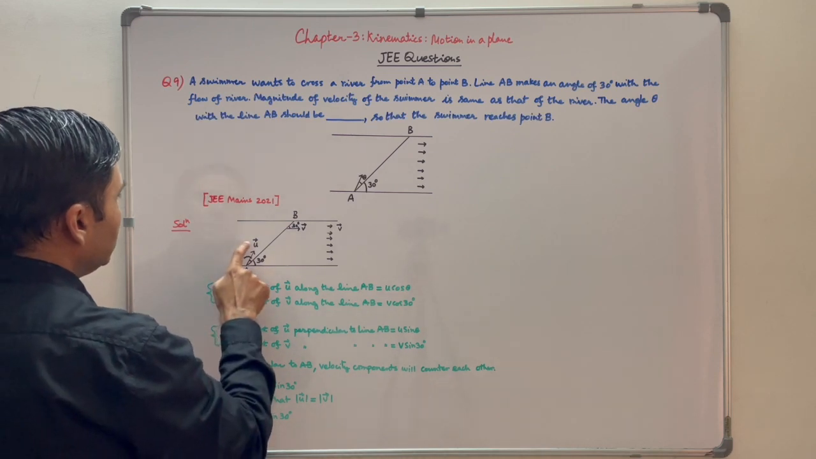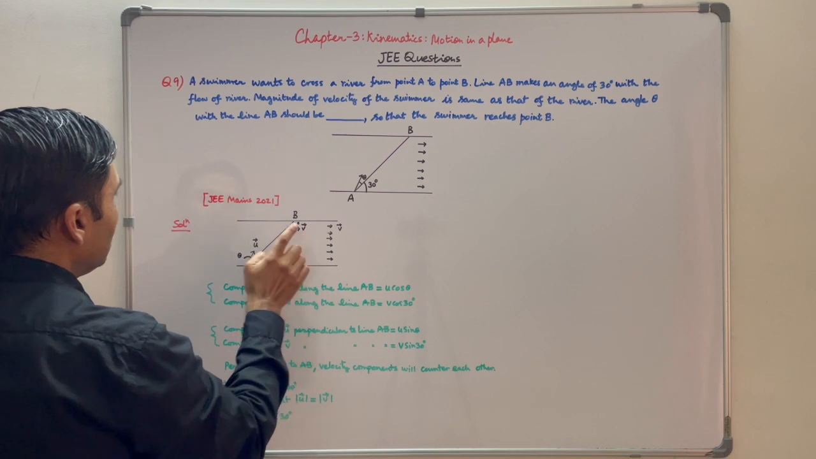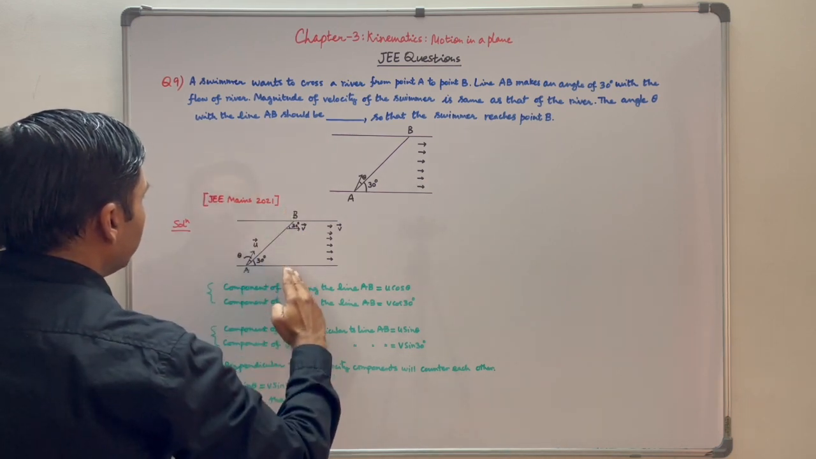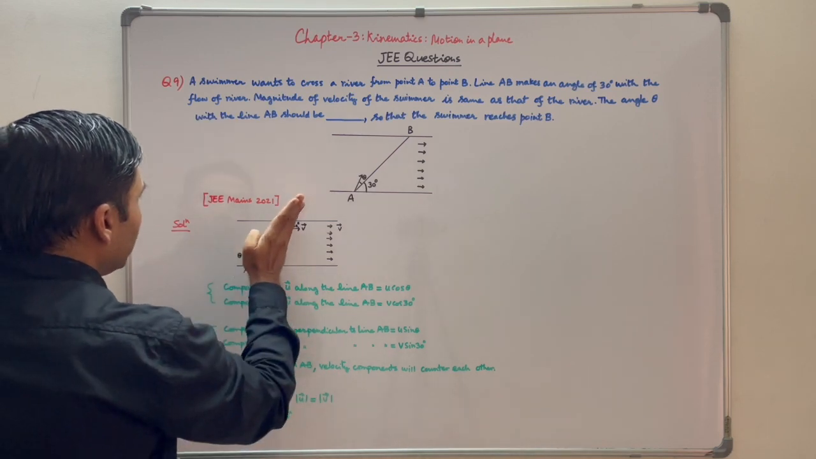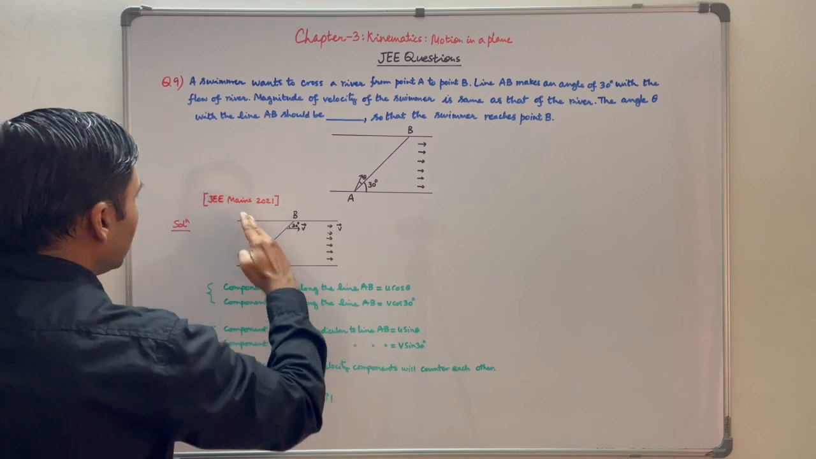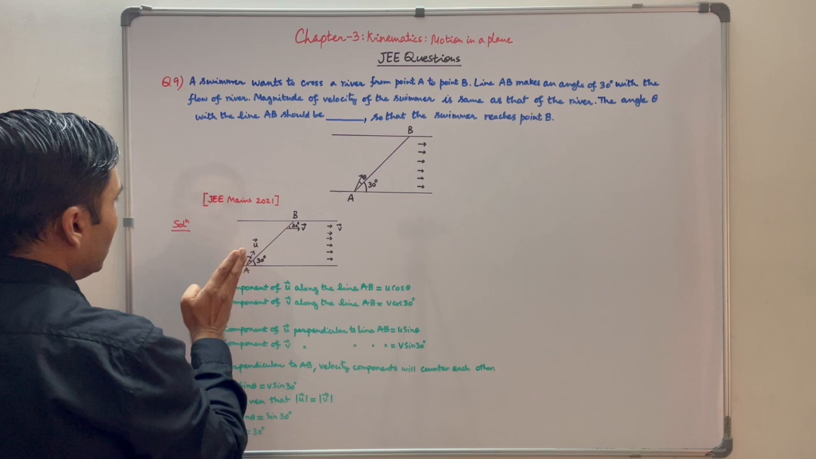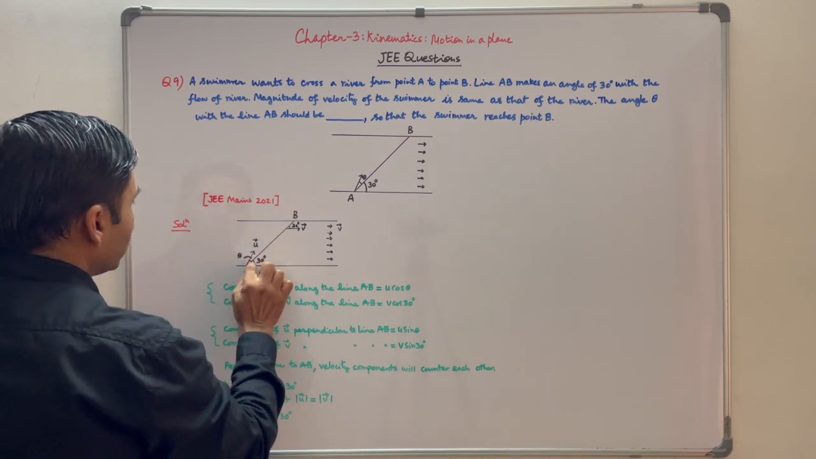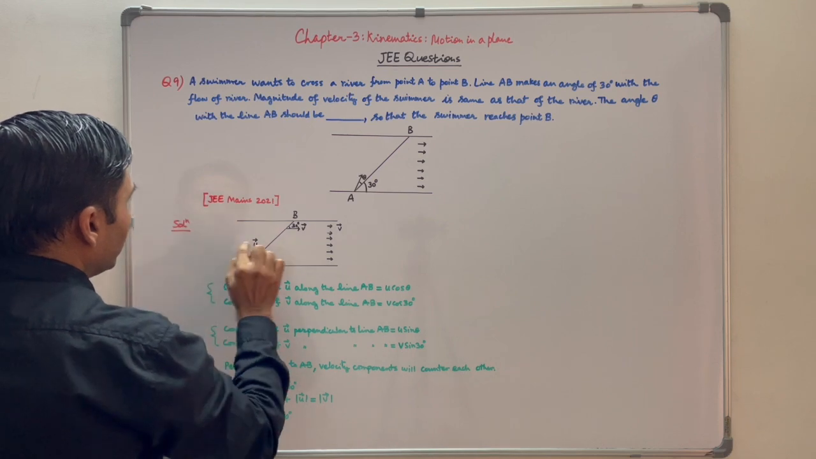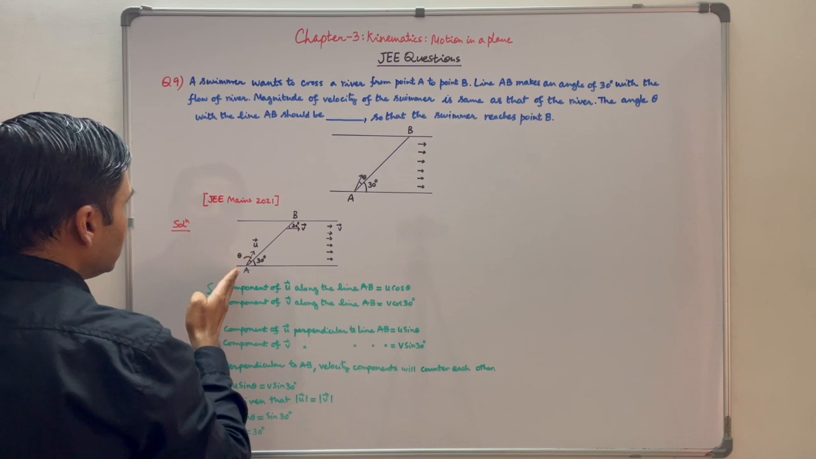We will resolve these velocity vectors U and V into two components, one along line AB and another perpendicular to AB. Along the line AB, components will help the swimmer reach point B. Perpendicular components will cancel each other. Component of U along the line AB will be U cos theta, and perpendicular to AB will be U sin theta. V is parallel to this line and AB is transversal.